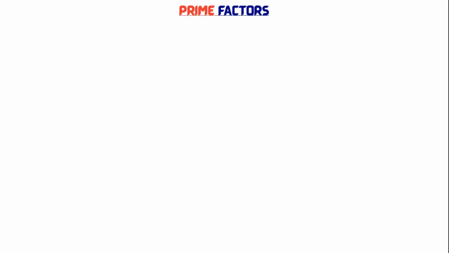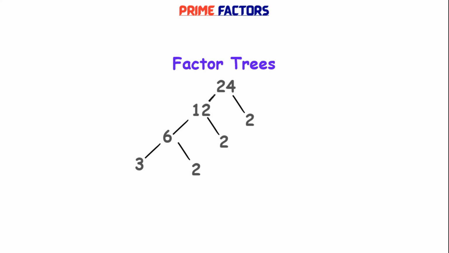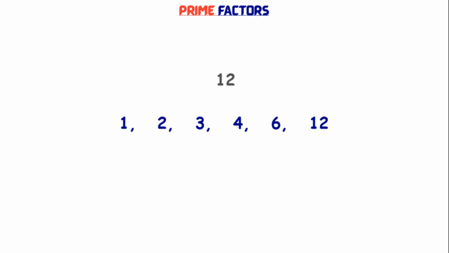In today's video, we're looking at what prime factors are and also how we can find them using factor trees. All we mean by a prime factor is a factor that's also a prime number. So if we took the number 12, which has the factors 1, 2, 3, 4, 6, and 12, 2 and 3 would be considered prime factors because they are both prime numbers and factors of 12.